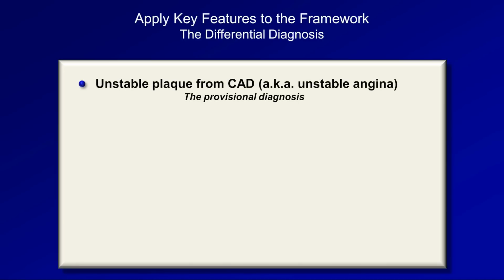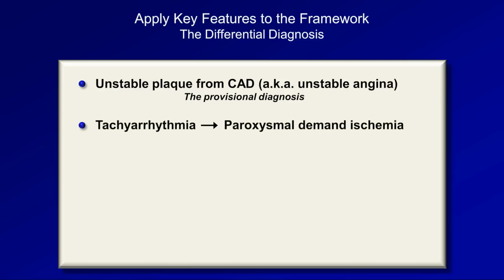As mentioned a few minutes ago, the combination of his highly consistent symptom description, his multiple risk factors, and the overall high prevalence of CAD, an unstable plaque from CAD, usually referred to as unstable angina, is clearly the most likely diagnosis. Next, the combination of its prevalence in the general population, the associated lightheadedness, and the suggestion from the EKG that the patient may be prone to high intracardiac pressures and/or left atrial enlargement suggests a tachyarrhythmia leading to paroxysmal demand ischemia, as the second most likely diagnosis.